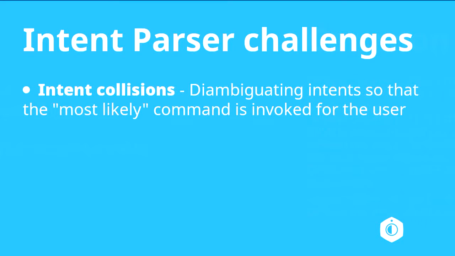So let's say I said to my voice stack, play the news. Seems really simple, doesn't it? What news do I want? I don't want Fox News. Or am I asking it to play a song? Do I want it to play Huey Lewis and the News? No. Sorry, Huey Lewis and the News. So we need to disambiguate intent.